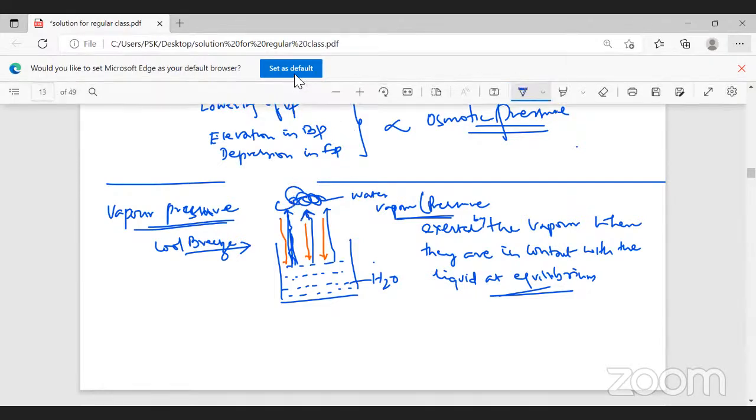They're called vapor pressure. Yes. Vapor. No issues with this? So far you understood? Okay. Yes, sir. Now we'll continue with this.